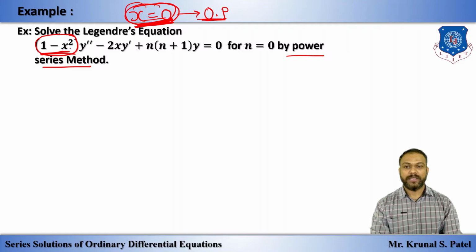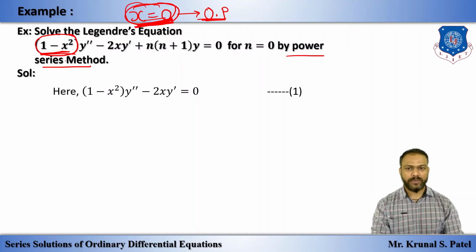So here, if you put x is equal to 0, 1 minus 0 becomes 1, that is non-zero. So here, x is equal to 0 is an ordinary point. This is shortcut method. Okay, so I'm just writing down this equation, and for this we have to find the series solution for n is equal to 0. So we will put 0. So we have this term 0. So remaining term is (1 minus x square) y double dash minus 2xy dash is equal to 0. This is our equation number 1.